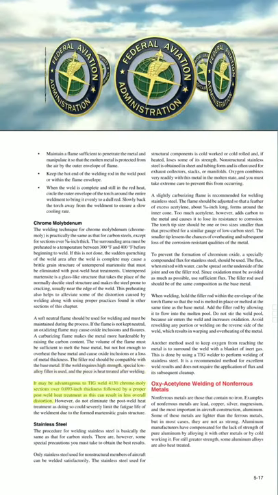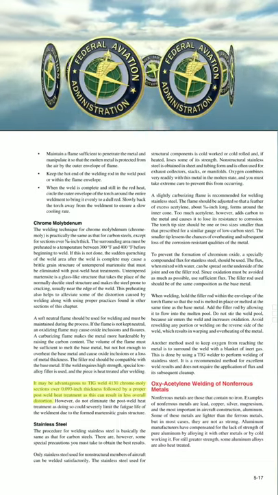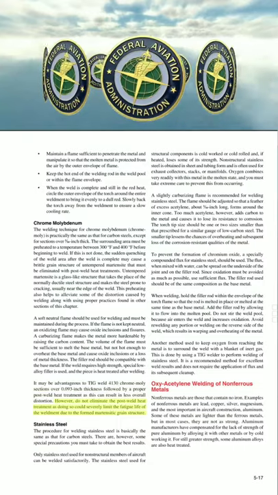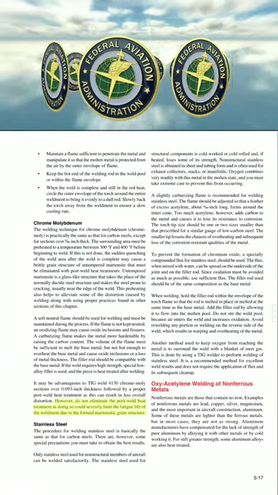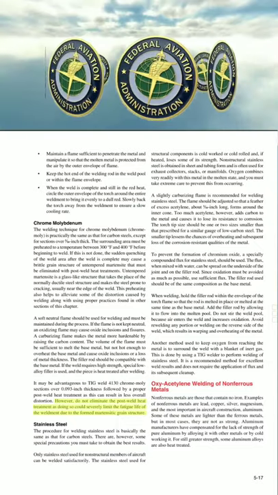It may be advantageous to TIG weld 4130 chrome moly sections over 0.093-inch thickness followed by a proper post-weld heat treatment, as this can result in less overall distortion. However, do not eliminate the post-weld heat treatment, as doing so could severely limit the fatigue life of the weldment due to the formed martensitic grain structure. Stainless steel.